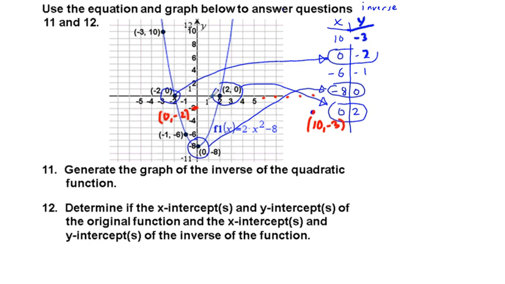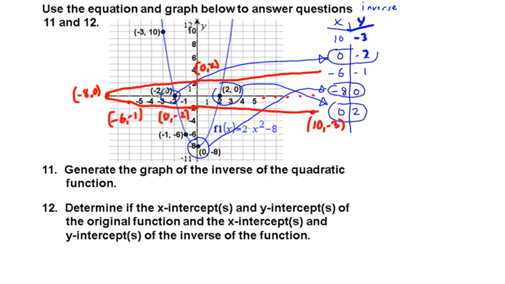Next we have -6, -1. So we go to -6, -1. There we go. Next we have -8, 0. Let's see, 6, 7, 8. So -8, 0. And then we have 0, 2 right here. 0, 2. And the graph of that is going to look like this. So we're talking about a sideways opening parabola. Okay, so that's what it's going to look like.